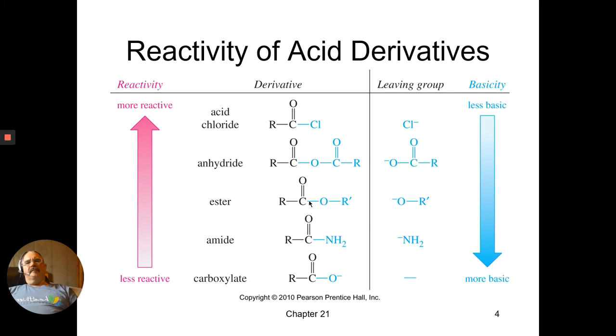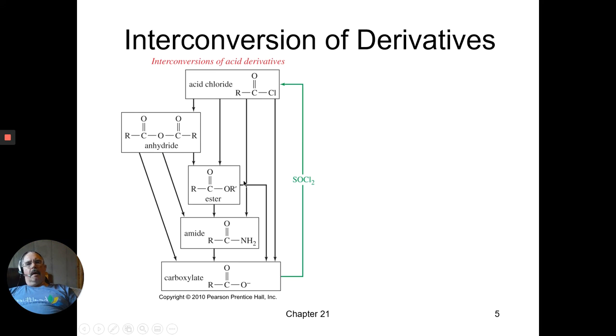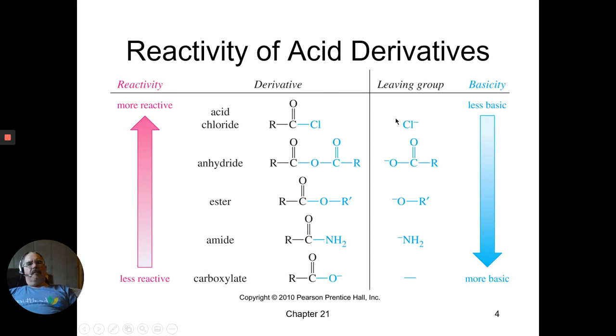This is the order of reactivity of carboxylic acid derivatives. And this correlates with the quality of the leaving group. Chloride's a very good leaving group. Carboxylate's a fairly good leaving group. Alkoxide is not so good. And then the amide group, NH2, is also called the amide group, is not such a good leaving group. Okay, but this is the order of reactivity.